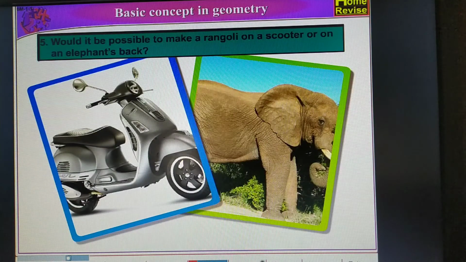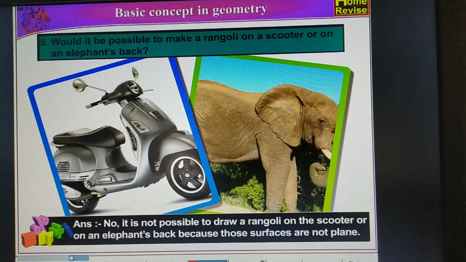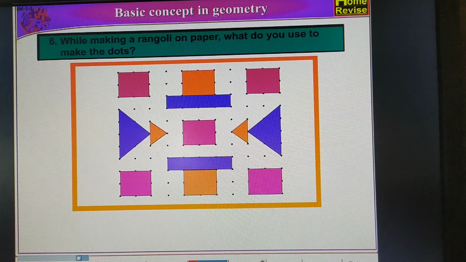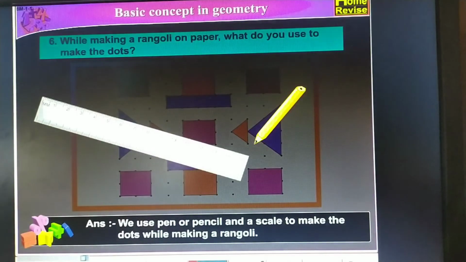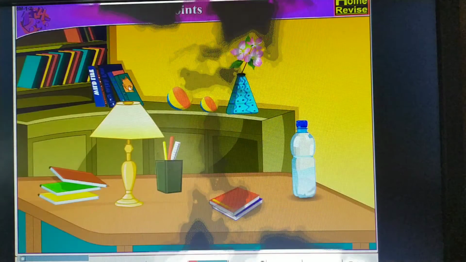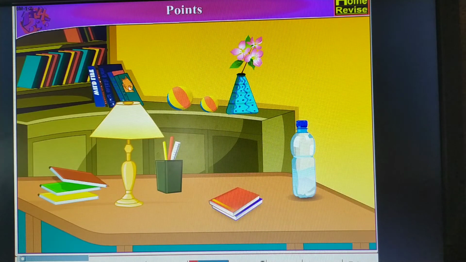Would it be possible to make a rangoli on a scooter or on an elephant's back? No, it is not possible to draw a rangoli on the scooter or on an elephant's back because those surfaces are not plain. While making a rangoli on paper, what do we use to make the dots? We use a pen or pencil and a scale to make the dots while making a rangoli. Let us start our basic geometry with the help of the point.